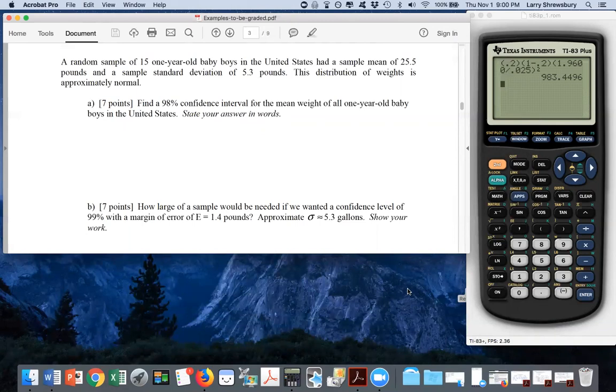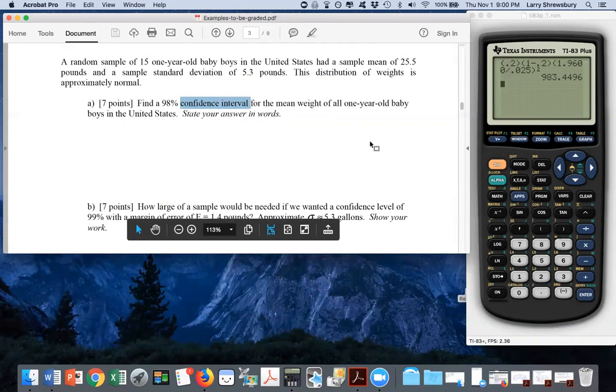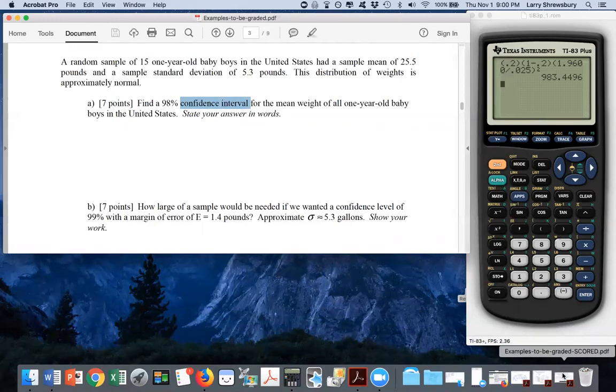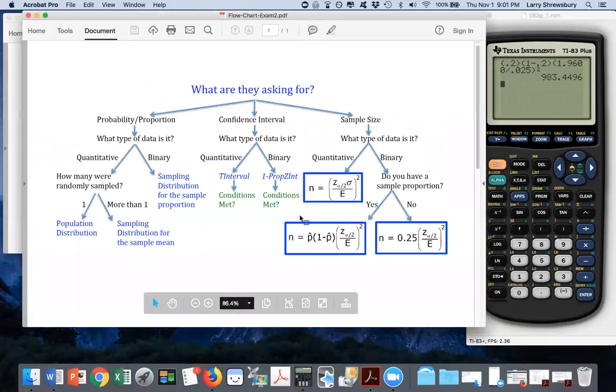So let's look at what they're asking for. Find a 98% confidence interval for the mean weight of all one-year-old baby boys in the United States. I hope it's super clear what you're being asked to find here. They came right out and asked for it. A confidence interval. Let's go take a look at our little flow chart here. So obvious, it's a confidence interval. They didn't ask you to calculate a probability. They didn't ask you how large of a sample size. They asked you for a confidence interval.